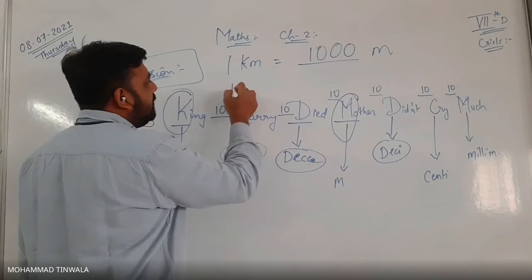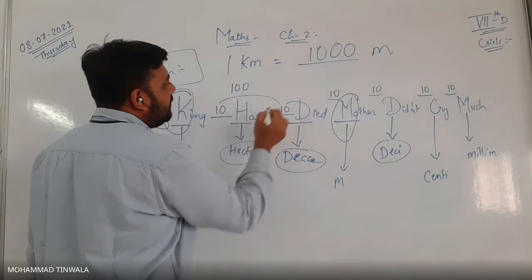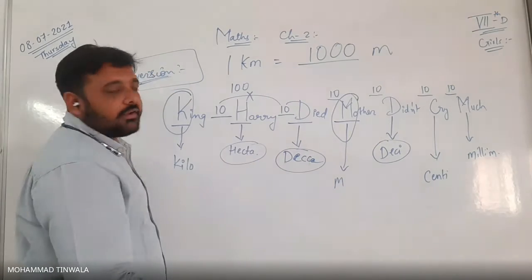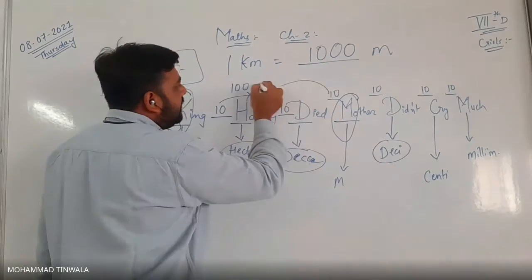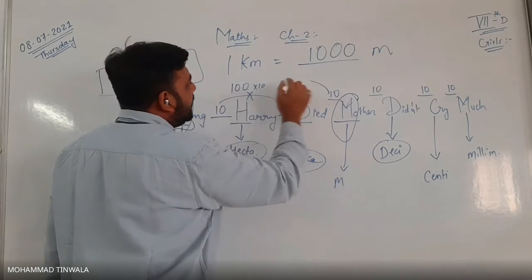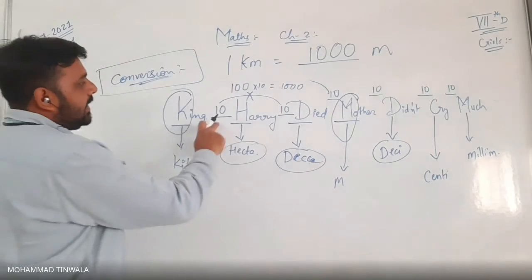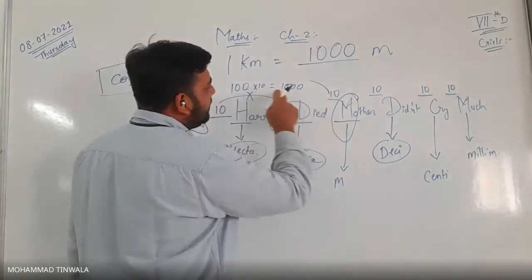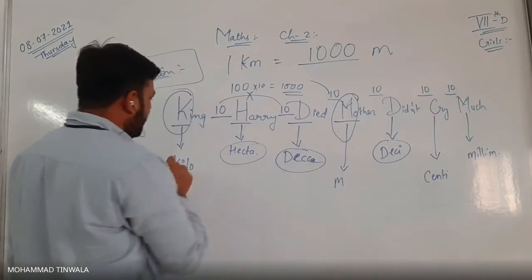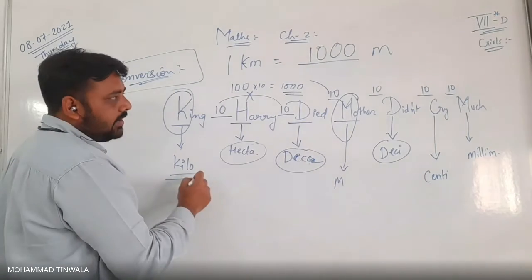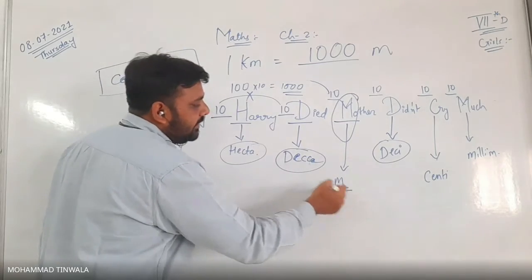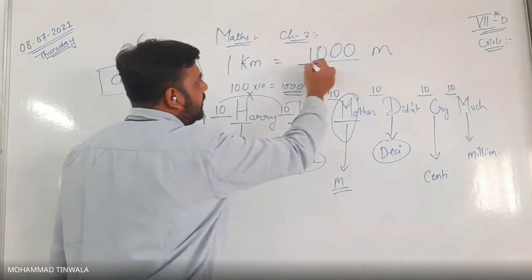So 10 tens will be 100. These two 10s will be multiplied. 10 tens are 100. And with this 10, multiply by 10, you will get your 1000 difference. 10 tens are 100. 100 tens are 1000. So 1 kilometer, when we convert to meter, it will take a distance of 1000 meters.